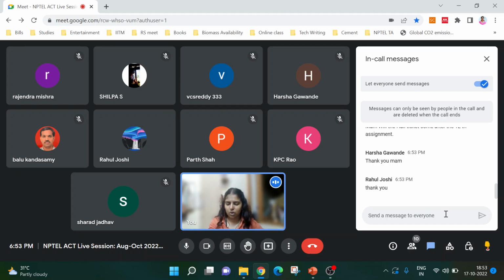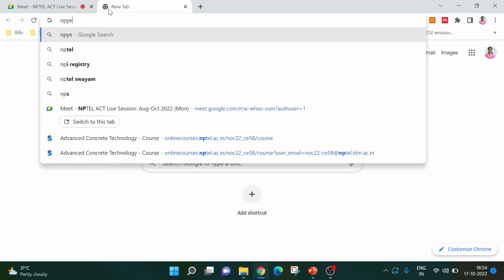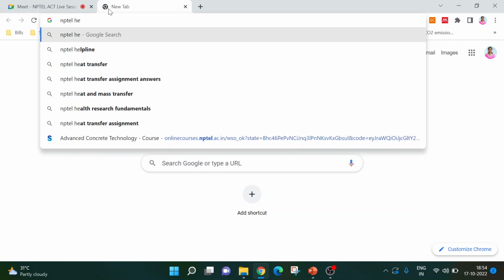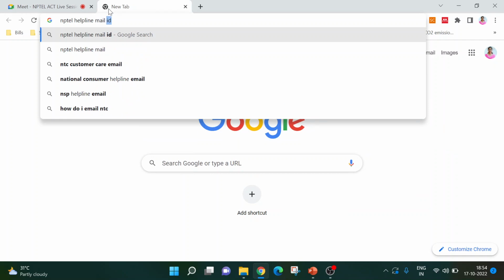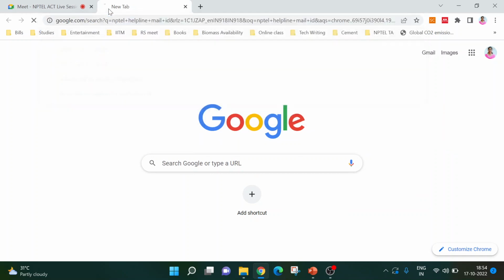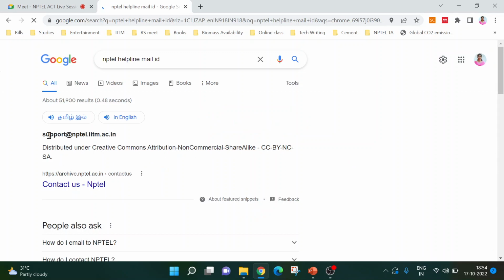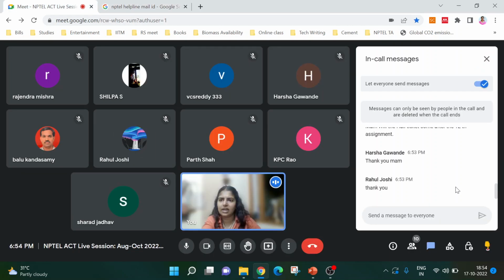If you are not so sure, you can write to the NPTEL helpline mail ID. Okay, let me just check here. Yeah, support at nptel.iitm.ac.in. This is the mail ID. Please write to this mail ID for any other queries.